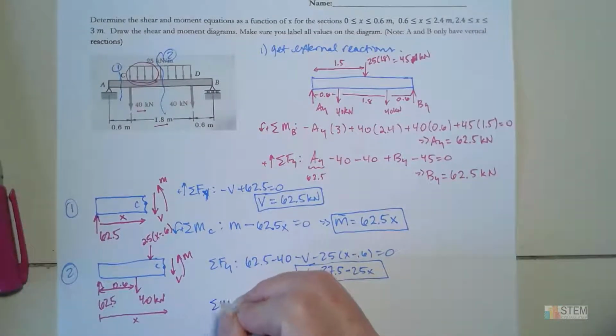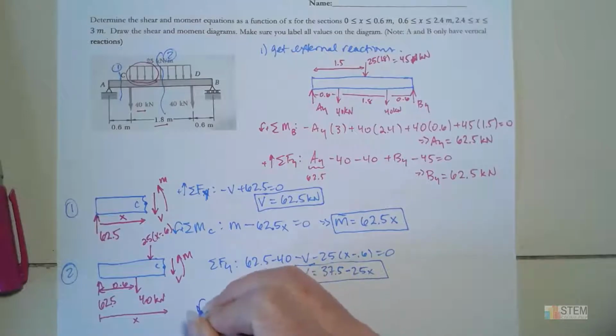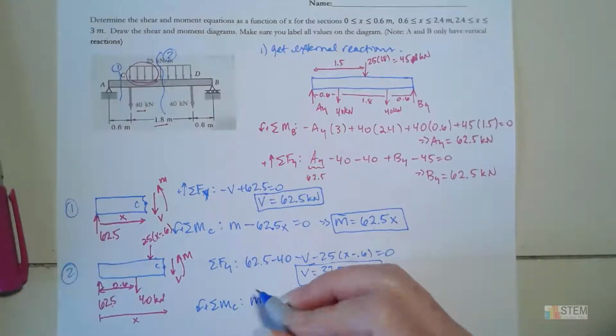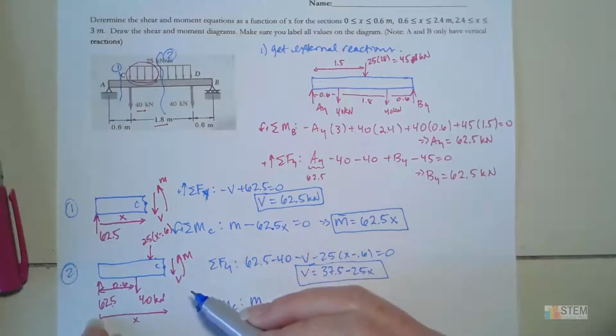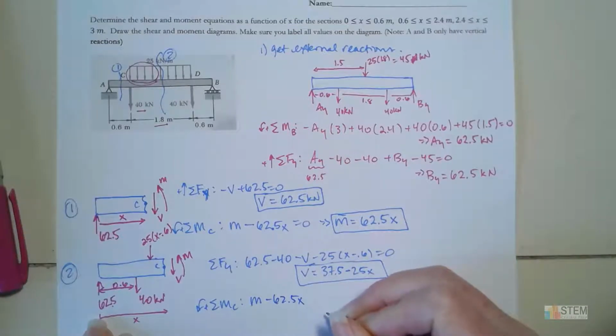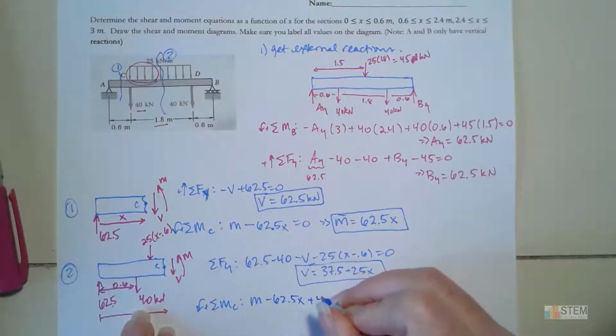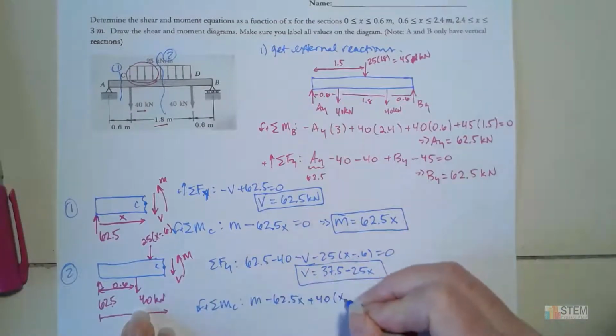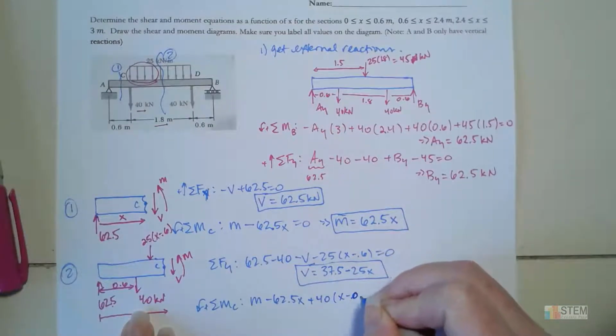Now let's go ahead and do the moments about C. Same process we did up here. We got a positive M, and we're taking the moment about this point here, so we're going to have a negative 62.5 times x. Then we have a plus 40. Now I need this distance here again, so we're going to do x minus 0.6.